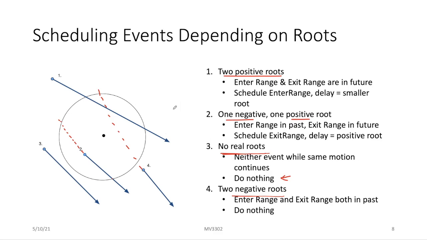So the only times that we have to do anything when we encounter this situation are if we have real roots, one of which at least is positive. And if we have two positive roots, we choose the smaller one to schedule the enter range. We can choose the larger one to schedule the exit range if we want. Or if we had started off inside, then we have one positive root, we can schedule the exit range for that.